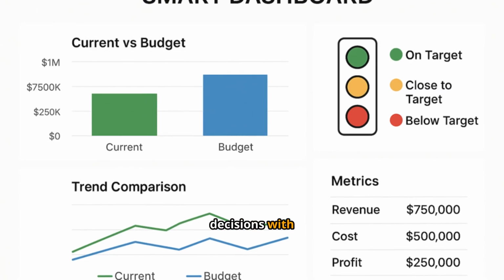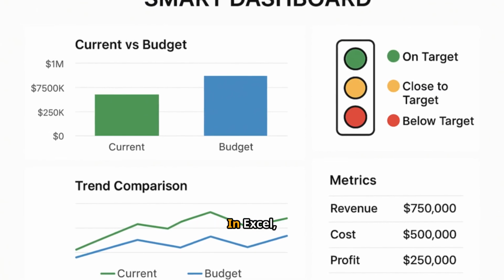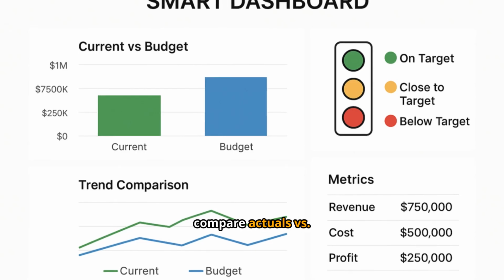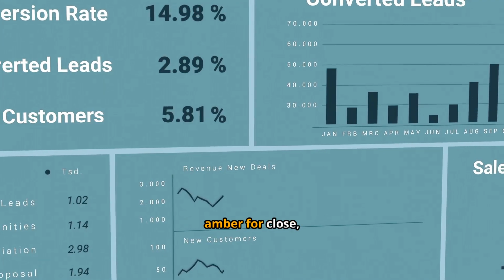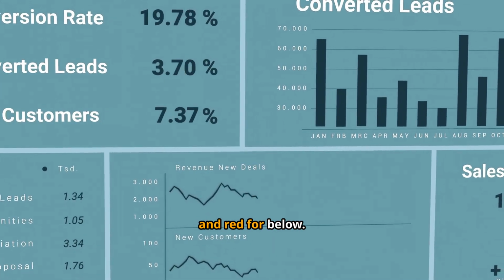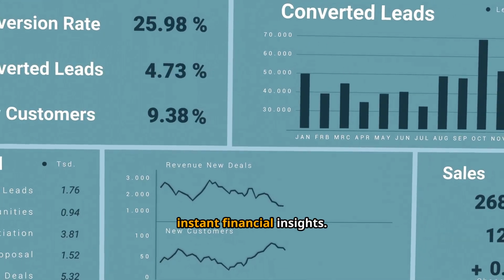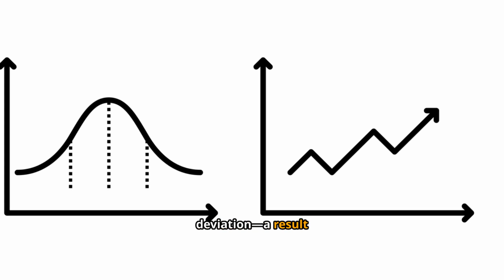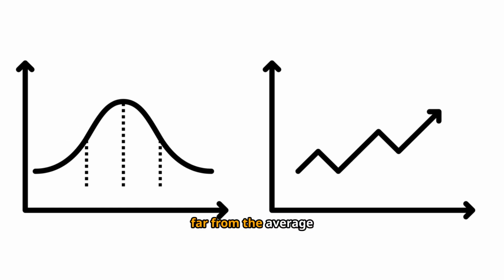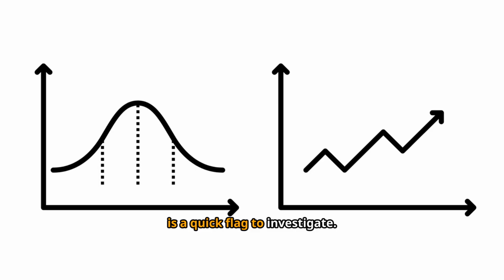Turn stats into decisions with traffic lights. In Excel, use conditional formatting to compare actuals versus budget. Green for above, amber for close, and red for below. Now you have instant financial insights. You can also benchmark performance using mean and standard deviation. A result far from the average is a quick flag to investigate.